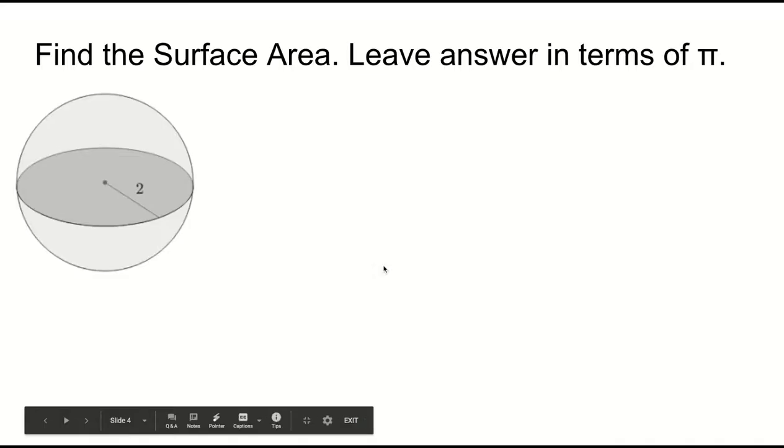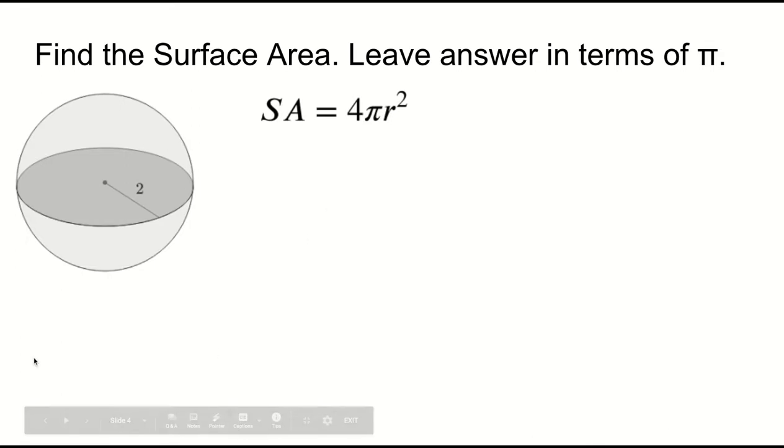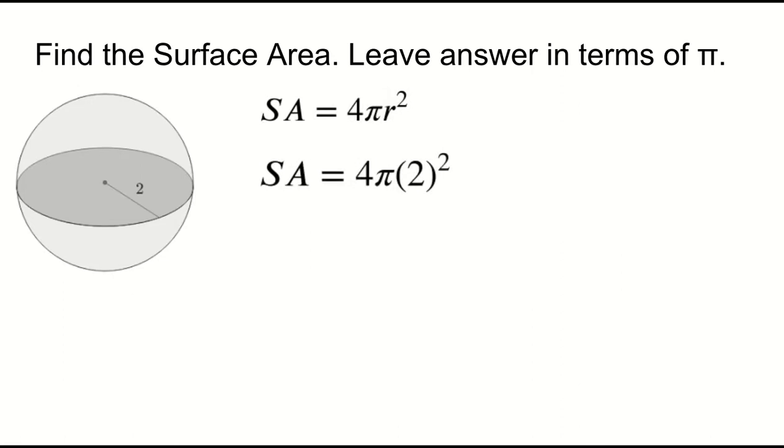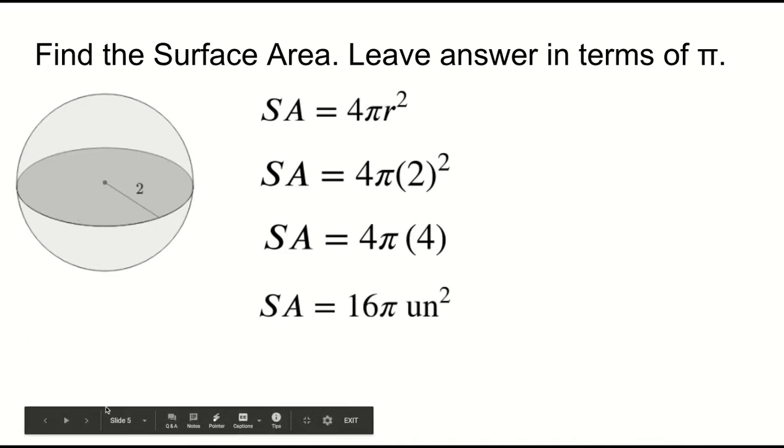And for this problem, I want you to find the surface area, and the radius is given. Leave the answer in terms of pi, and we will give you that the formula for surface area of a sphere is 4 pi r squared. Please put this on pause, work this out, and come on back and let's see if we agree. Okay, so we want to do 4 times pi times 2 squared. That's 4 times pi times 4, or 16 pi square units for the surface area of this sphere.